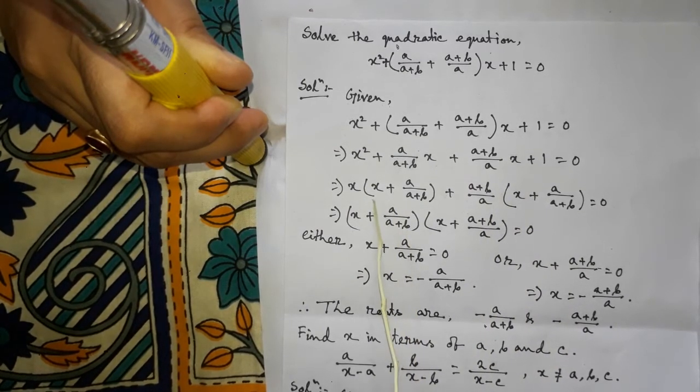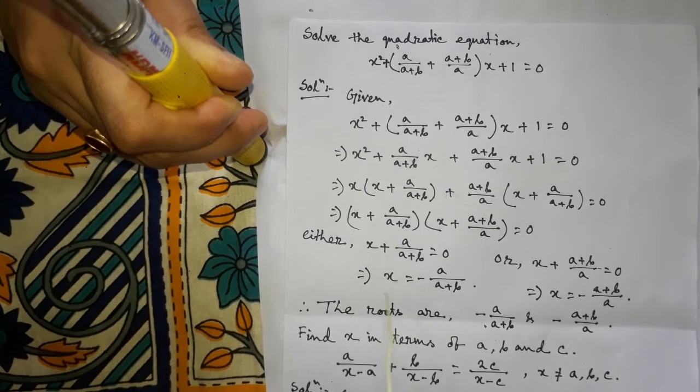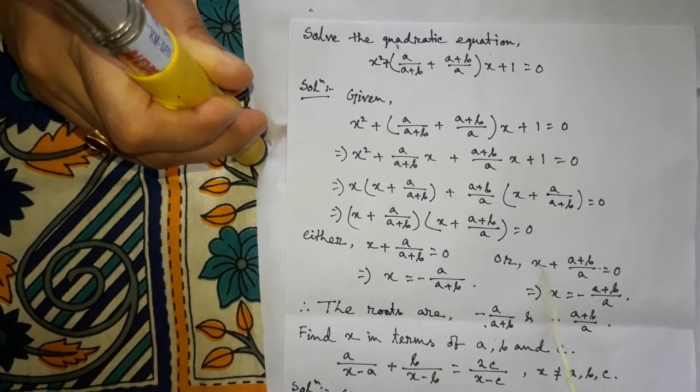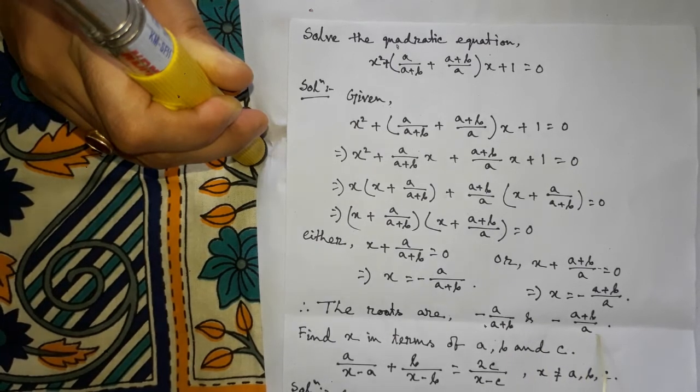Then by distributive law, x plus a by a plus b is common. Taking common, we will get this expression. Either this first term is equal to 0, that is x plus a by a plus b is equal to 0. From that, we will get x equal to minus a by a plus b, or x plus a plus b by a equal to 0. From this, we will get x is equal to minus of a plus b by a. So, what are the two roots? That is, the roots are minus a by a plus b and minus a plus b by a.